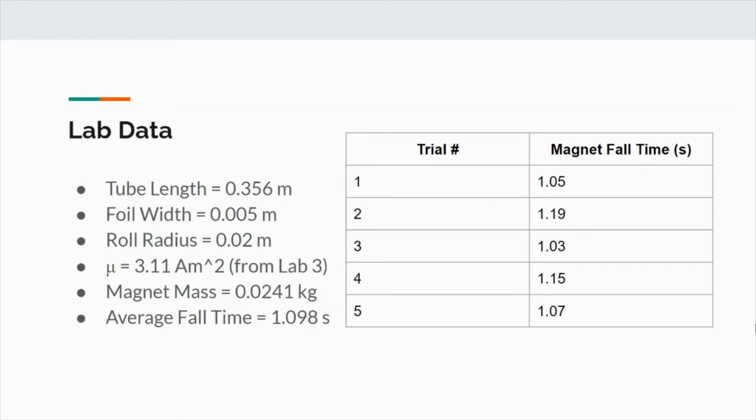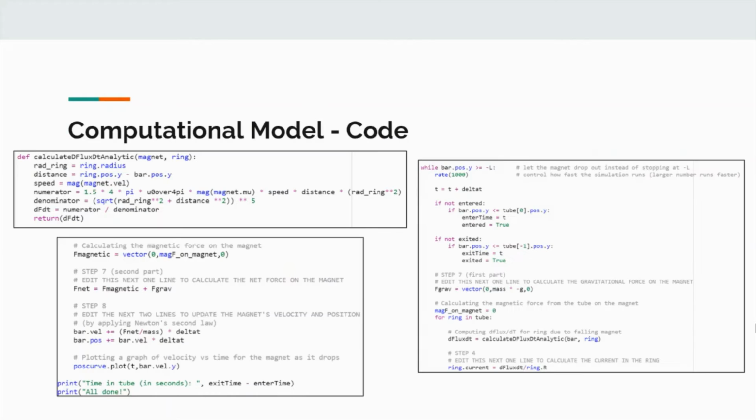For the lab data, we got that the tube length was 0.356 meters, the foil width was 0.005 meters, the roll radius was 0.02 meters, and mu was 3.11 amp meters squared, which we found from Lab 3. The magnet mass was 0.0241 kilograms, and the average fall time was 1.098 seconds. As you can see to the right, these are 5 trials, with the first trial being 1.05 seconds, second 1.19, third 1.03, fourth 1.15, and fifth 1.07.